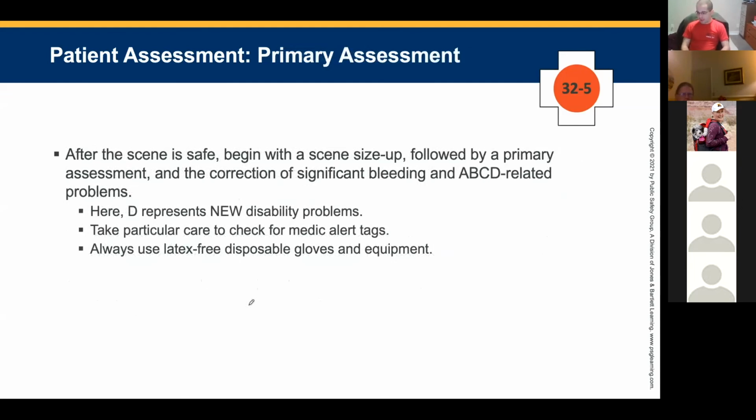After the scene is safe, we want to begin with a scene size-up, followed by primary assessment and correction of significant bleeding and ABCD-related problems. Here the D represents new disability. We want to determine: is there something new that we didn't notice earlier? We also want to look for medical alert tags. And we always want to use latex-free disposable gloves and equipment.